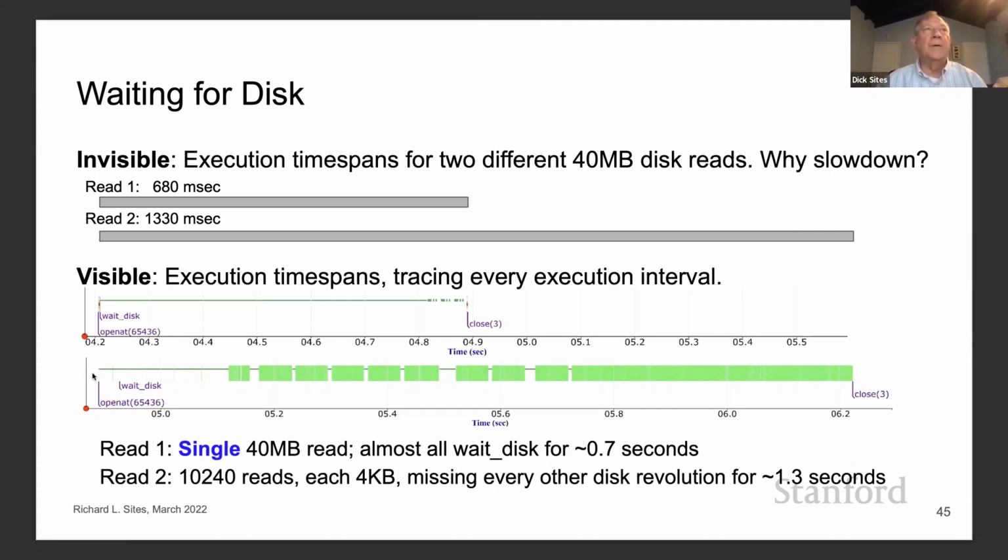The second program opens the file and does 10,240 4K reads. The first read takes a while. And then this program keeps getting, oh, this read finished. It gets the interrupt. It starts the next read. That blocks. That read finished, et cetera. And it uses up a huge amount of CPU time and takes twice as long.